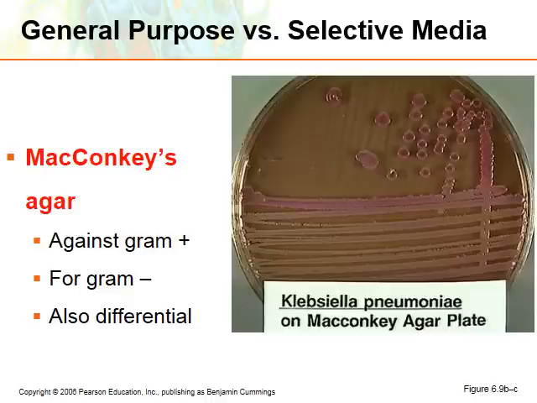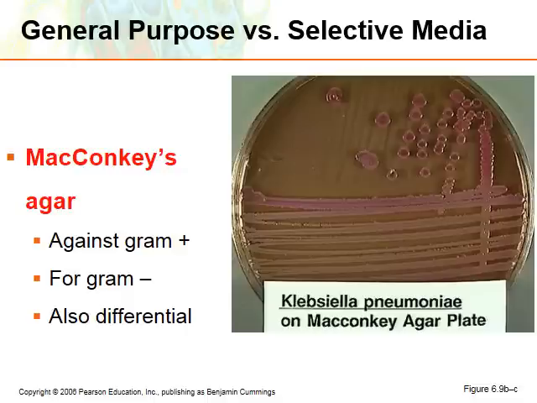Right, so with general purpose media, we use that to grow a bunch of different types of microbes. If we don't know what's in our sample, we want to use general purpose because that'll allow us to grow a bunch of different types. If we want to get rid of certain types of microbes, then we use selective media. Selective media usually kills one or a few types and sometimes it only allows one type of microbe to grow, sometimes it allows multiple groups of microbes to grow.